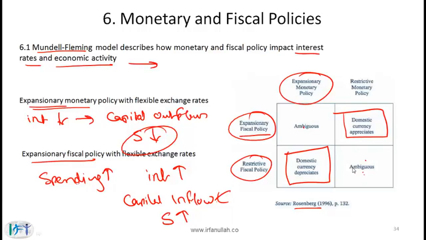The curriculum says a lot on this, but as long as you understand the core points I've covered here, that's good enough. The key is to recognize that when interest rates go down, the exchange rate goes down or the currency weakens, and when interest rates go up, the currency strengthens.